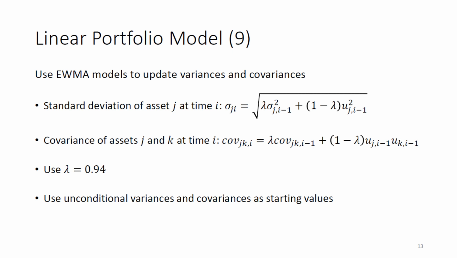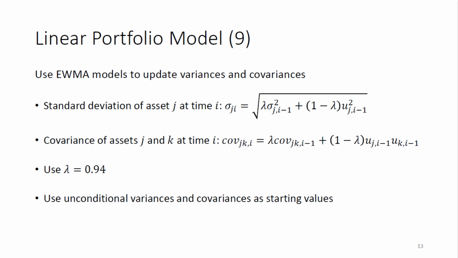Again, these shocks are denoted with u, so there's u_j for asset J at time i minus 1, and u_k for asset K at time i minus 1, and these are deviations again from the expected return. I multiply these shocks with each other, and I give them a weight of 1 minus lambda. That gives me an updating scheme also for all the covariance elements in the covariance matrix. For all the updating schemes, both for the standard deviations of the assets and for the covariance elements, I use a lambda of 0.94.